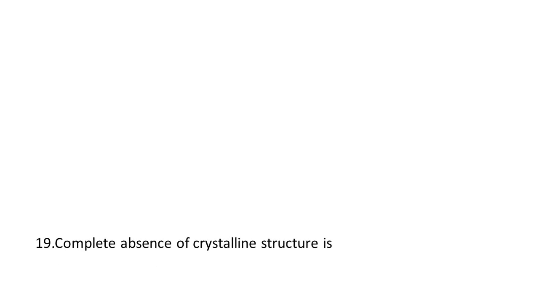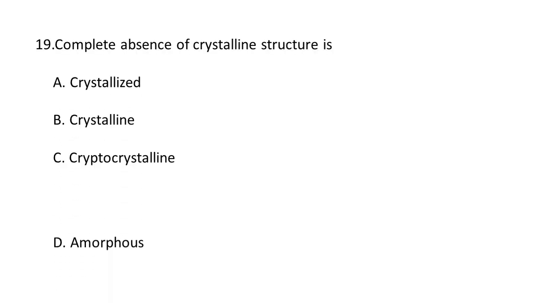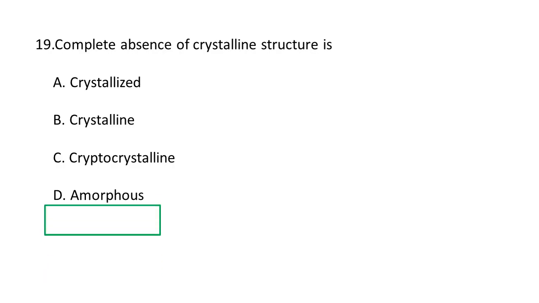Next question. Complete absence of crystalline structure is A. crystallized, B. crystalline, C. cryptocrystalline and D. amorphous. So the correct option is amorphous. An amorphous material is a substance that lacks a definite crystalline structure, and amorphous solids have a long-range disordered structure with no periodic arrangement of atoms. So complete absence of crystalline structure is known as amorphous.